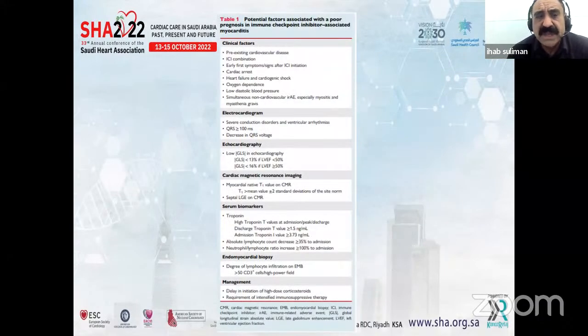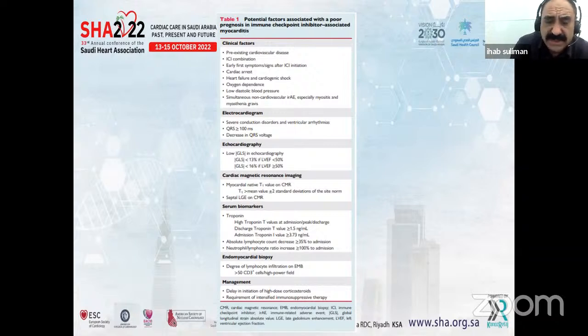According to the European Society of Cardiology, whenever a patient is treated with immune checkpoint inhibitors, it is important to look at the clinical factors associated with adverse events: patients who have pre-existing cardiovascular disease, or who are getting immune checkpoint inhibitor combination, or who present with heart failure or cardiogenic shock, or who present with prolonged QRS on the ECG, or at least low voltage on the QRS, and also patients who present with abnormal echo or cardiac MRI findings after starting immune checkpoint inhibitors, or who have positive biomarkers like troponin or BNP, or endomyocardial biopsy.